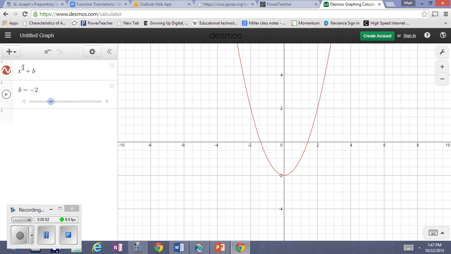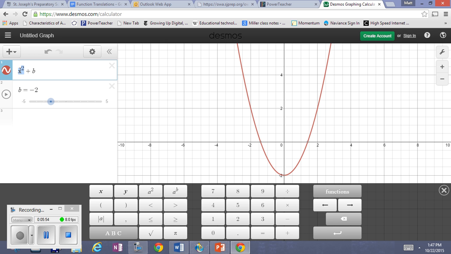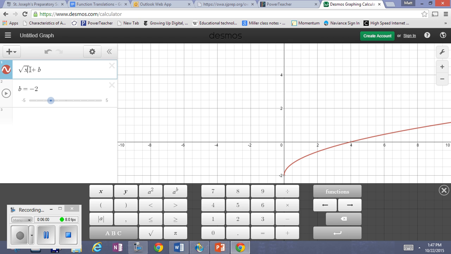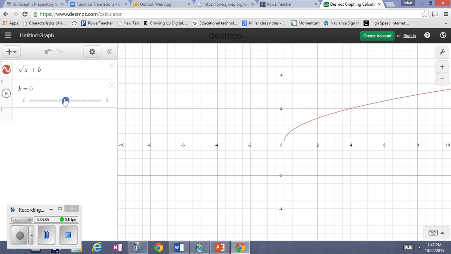Try the same thing with your other basic graphs. The square root of x, what's that do? The square root of x plus b, square root of x plus 2, what's it do? Square root of x minus 3, what's it do? Know what it does.